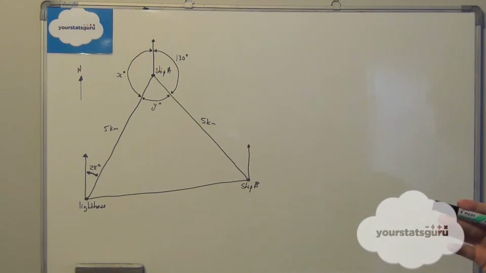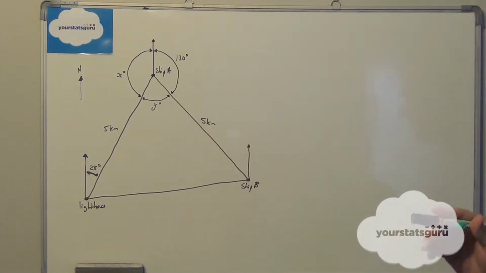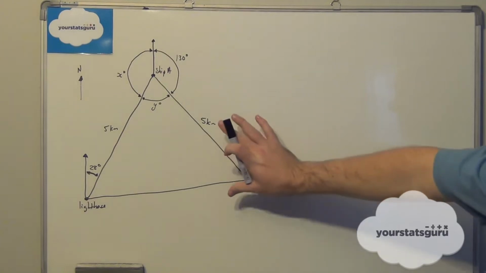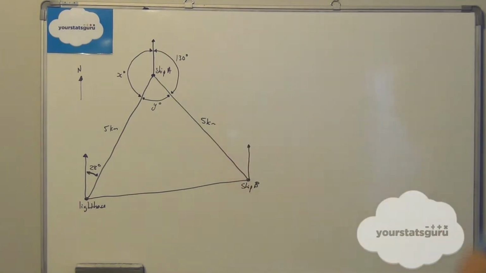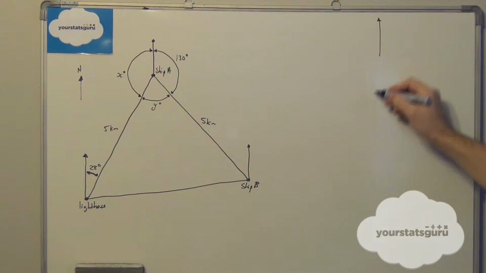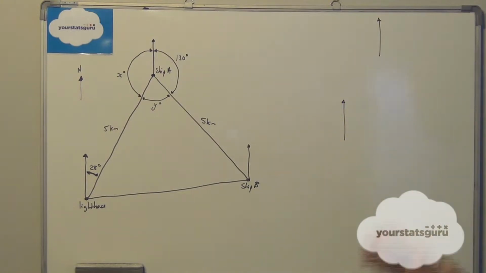Now, it's important to recognise that whilst this is an isosceles triangle, the first question asks us to find the angles x and y. To find the angles x and y, we actually don't need to use this portion of the triangle to start with. What we need to do is recognise that the two north arrows are in fact parallel, as they should be.